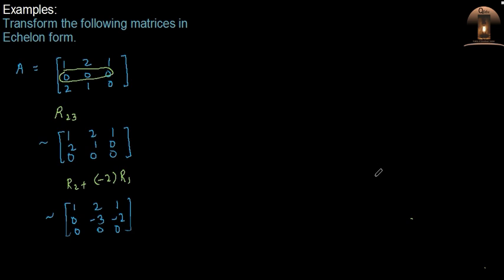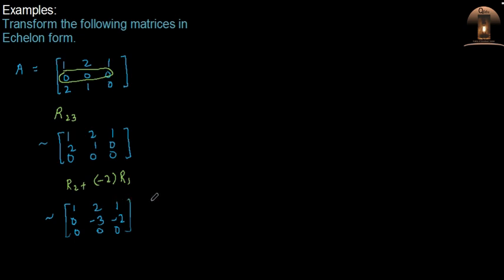So now the next thing is that we have to find the pivot element in the second row, that is minus 3, the first non-zero number in the second row. We have to change this minus 3 into 1. So how can we do this? Two possibilities may be here.